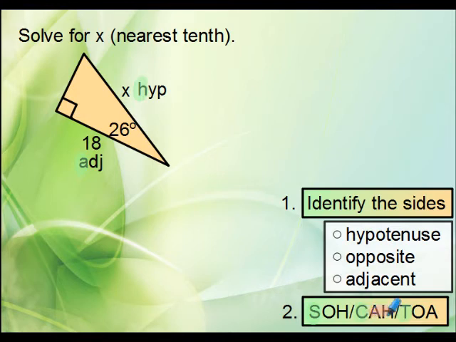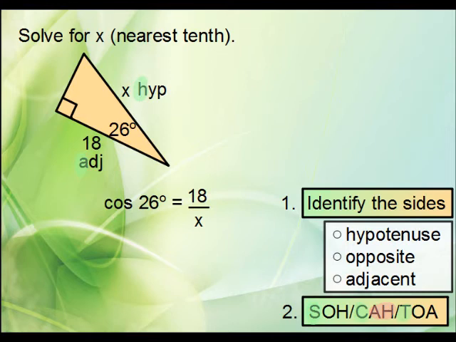It's the cosine. The cosine is adjacent over hypotenuse. Therefore, you write the cosine of the angle, which is 26 degrees, is equal to the adjacent side, which is 18, over x, which is the hypotenuse. And now we're ready to solve this.